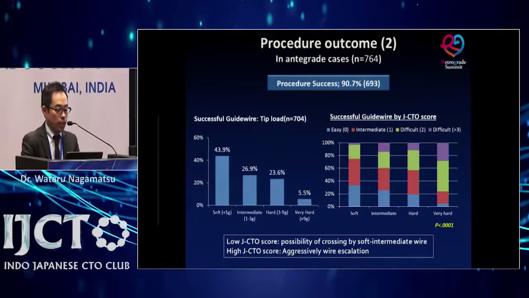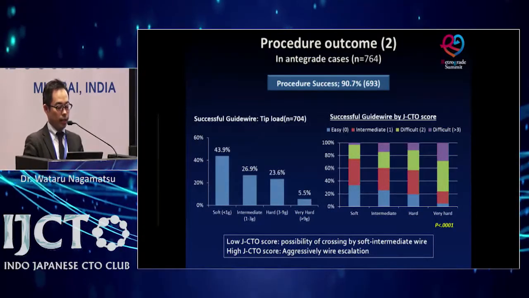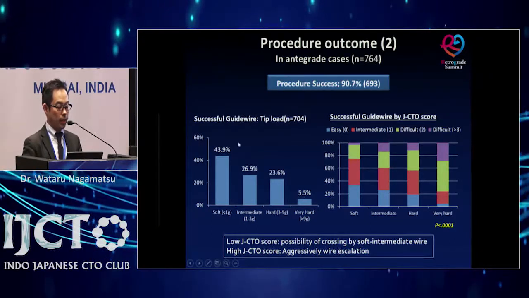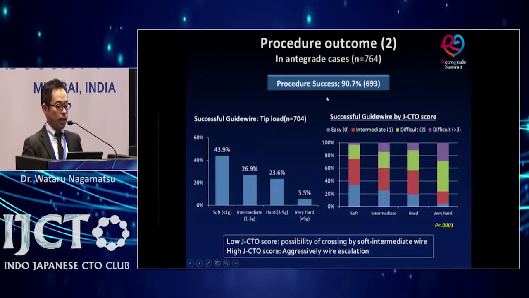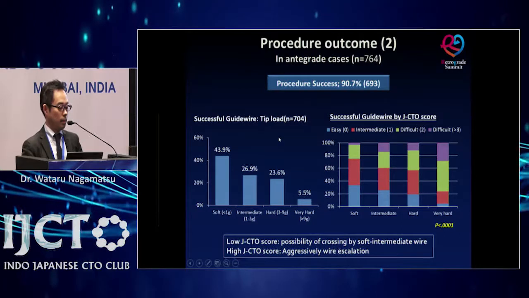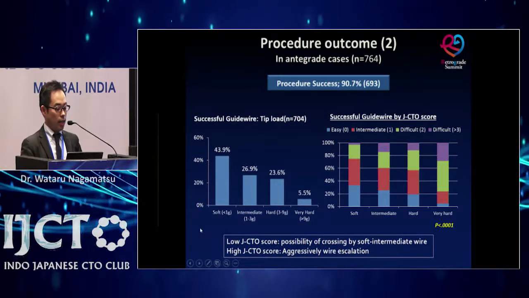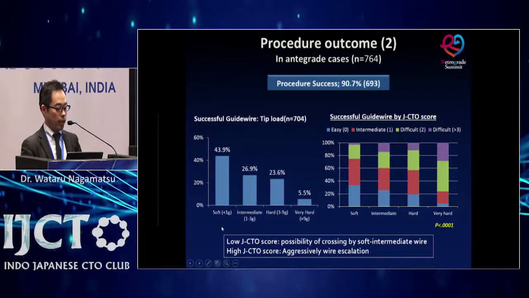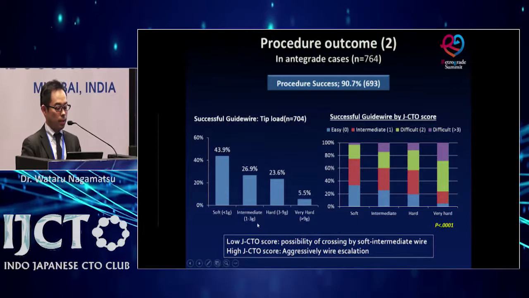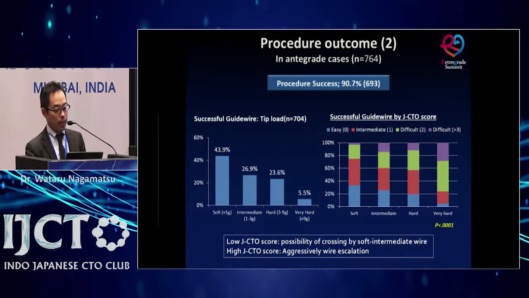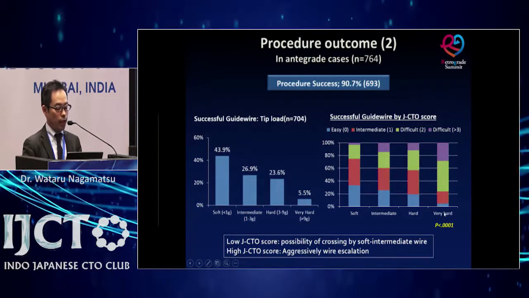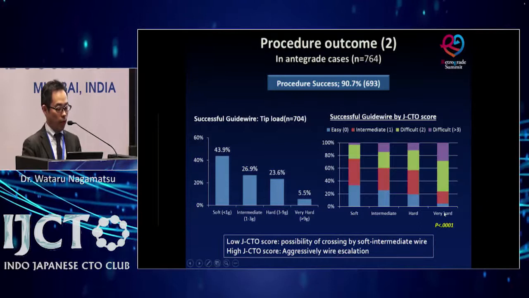So I will show the procedure outcome, and we check the final guide wire. Amazingly, the procedure success in antegrade cases is 91%. The successful guide wire tip load is quite light: 44% is soft wire, under 1.0 gram, and 27% is intermediate, like this. We can see the tendency that the higher the J-CTO score, the harder the guide wires we need.